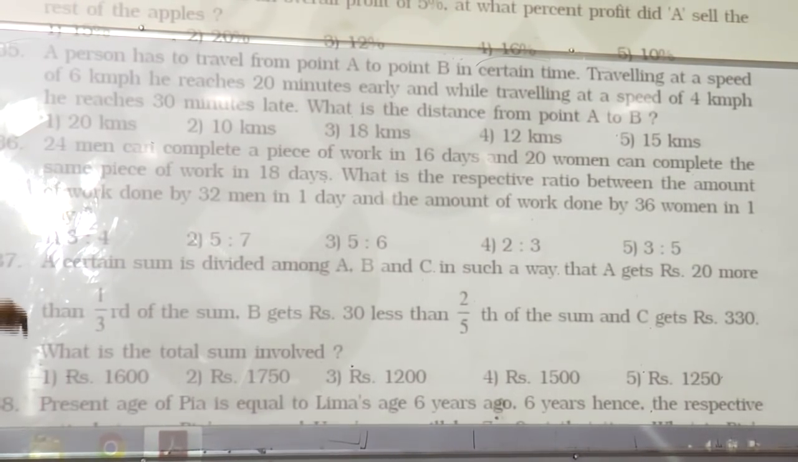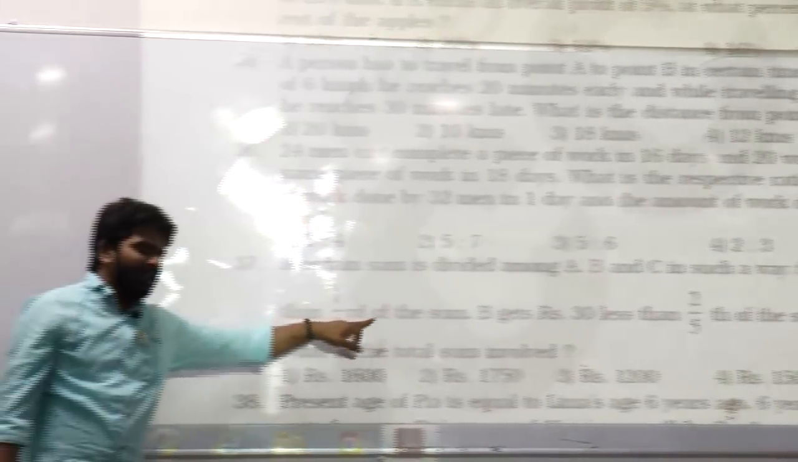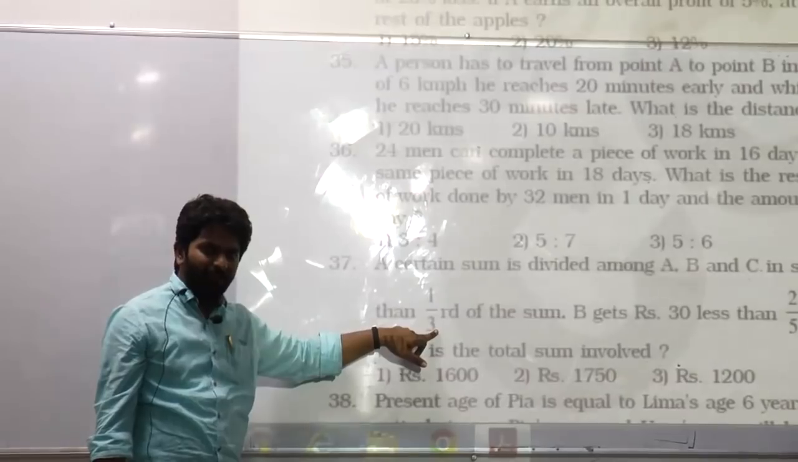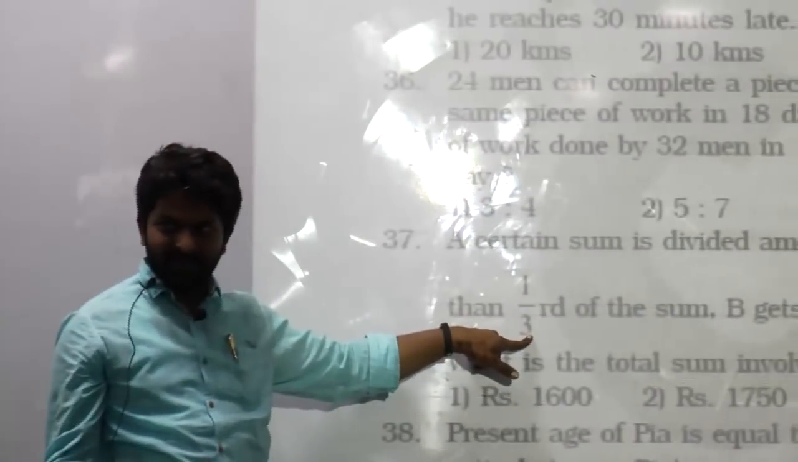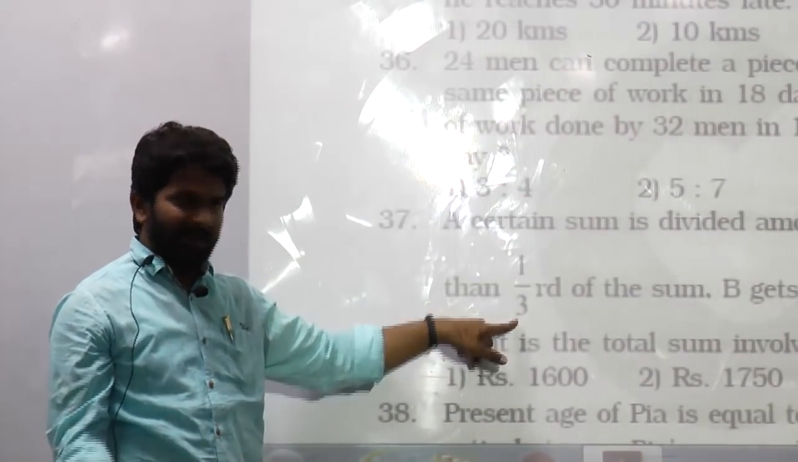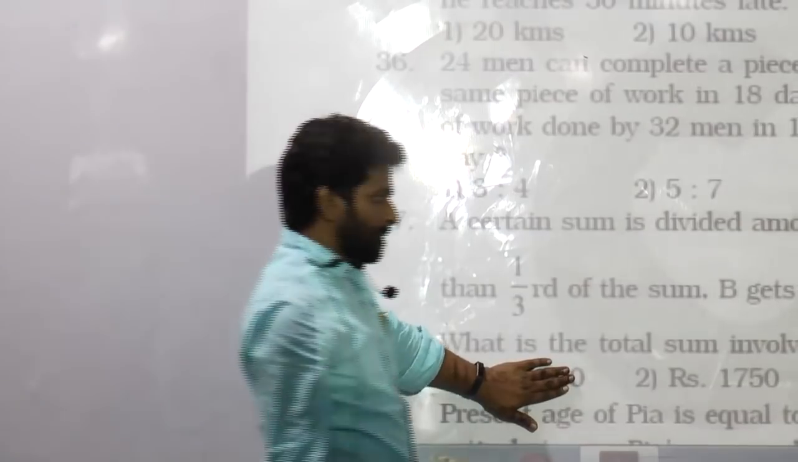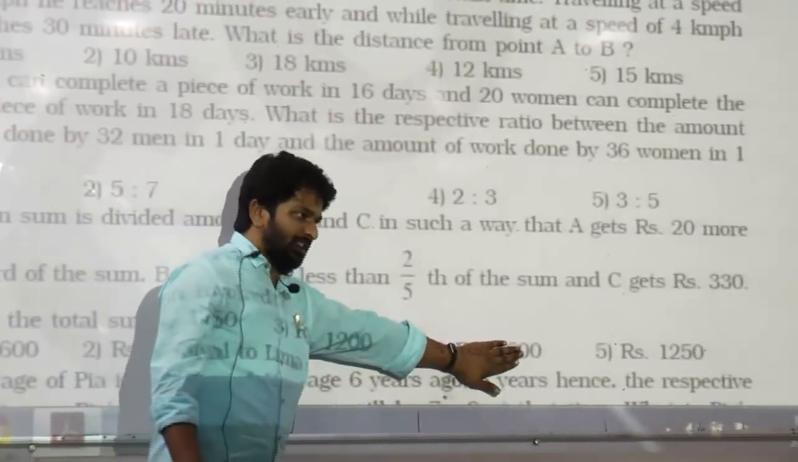Now, A gets 20 more than 1/3 of the sum, so you need to calculate 1/3 of the sum, right? Sum should be a multiple of 3 then. If you want to calculate 1/3, sum should be a multiple of 3. This is not a multiple of 3. This is not a multiple of 3. The third option and the fourth option are the only multiples of 3 we have.